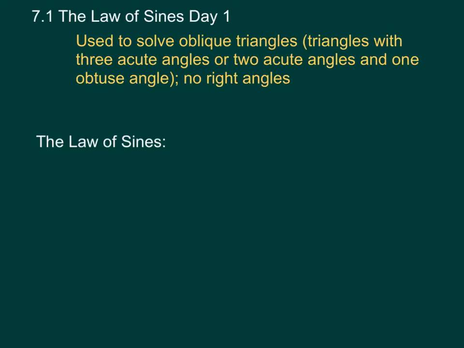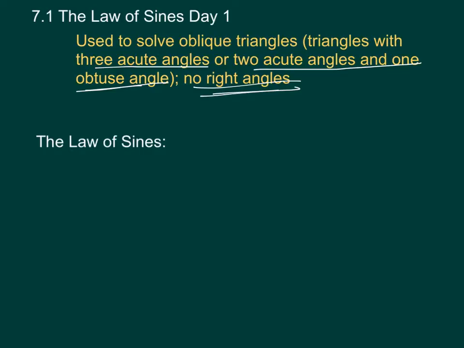7-1, the law of sines, day 1. So we've been working with triangles that have right angles, but now the law of sines is used to solve oblique triangles. That means either they're going to have 3 acute angles smaller than 90, or 2 acute angles and 1 obtuse angle. The key thing to remember is there are no right angles in these triangles, so you can't use Pythagorean theorem.